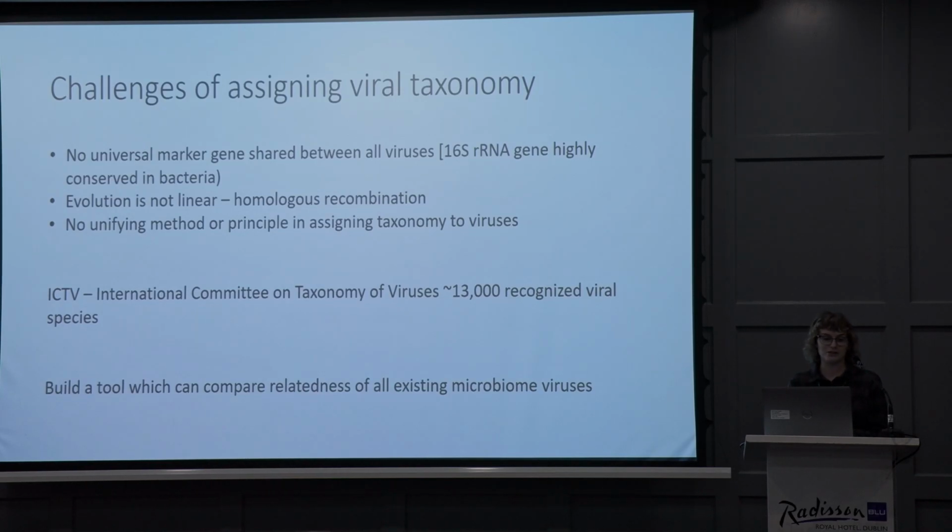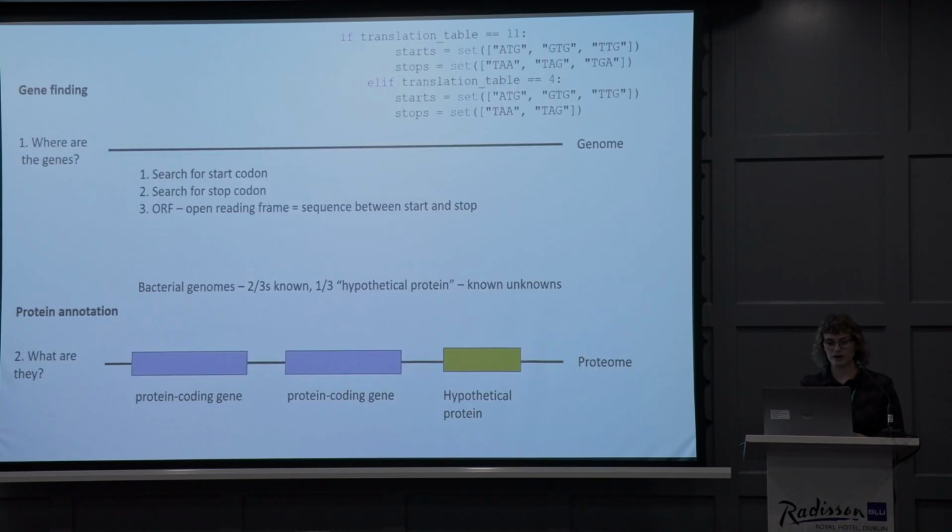Also, there's no unifying method or principle in assigning taxonomy to viruses. There's the International Committee on Taxonomy of Viruses, and there are researchers around the world who have viral study groups. They would study crAssphage, or they would study Gubaphages, or different types of viruses. And for assigning taxonomy to them, they might use a different conserved gene that is unique to that type of virus. So finding relatedness between all viruses is a bit of a challenge, but that's what I've been assigned as my task for the PhD: to build a tool which can compare the relatedness of all existing microbiome viruses.